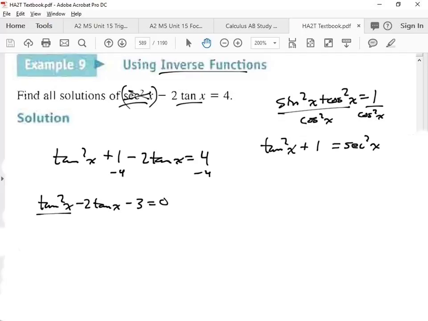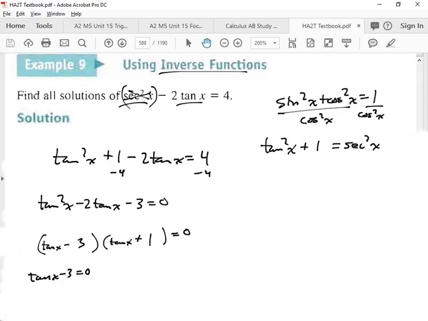I have tangent squared, minus 2 tangent, and then negative 3. What times what gives me negative 3, but adds to give me negative 2? That's right, negative 3 and positive 1. Man, you guys are so good at this. All right, so we got tangent x and then tangent x. So beautiful. Once you get two factors that multiply to equal 0, you can set each of those factors equal to 0 and solve it.